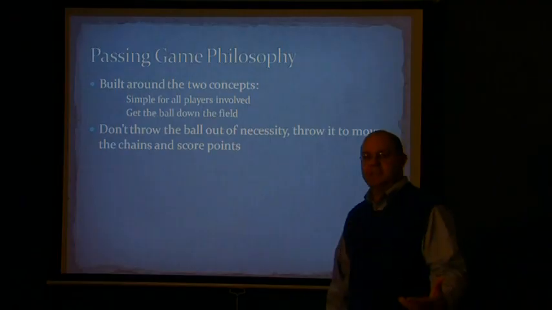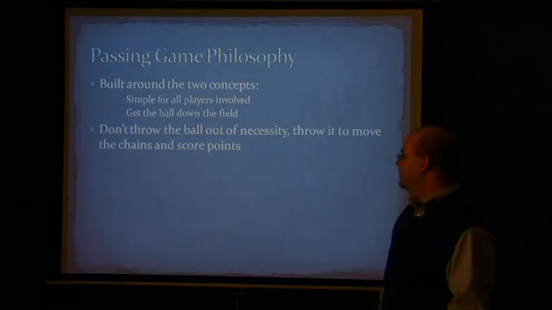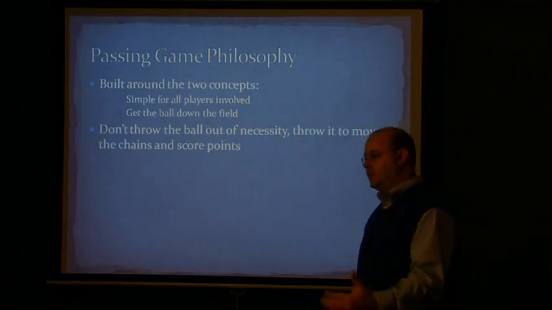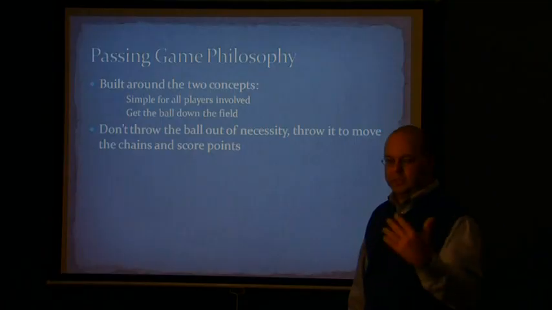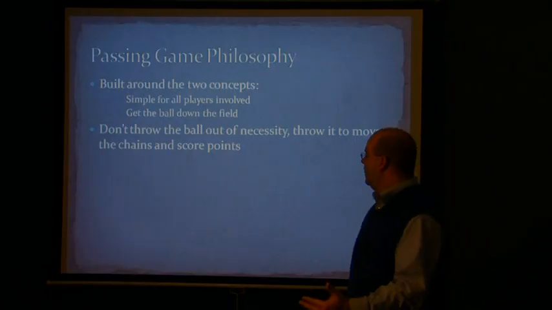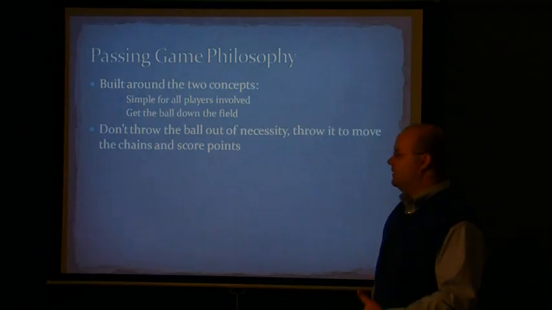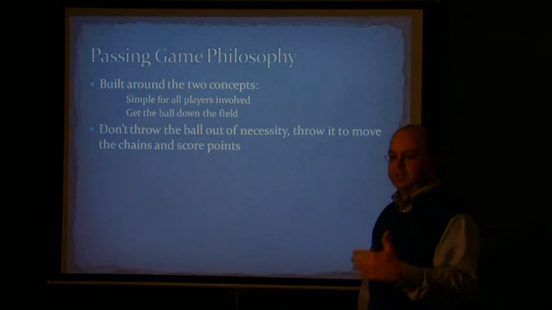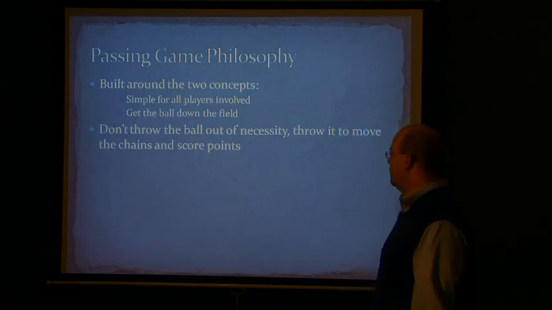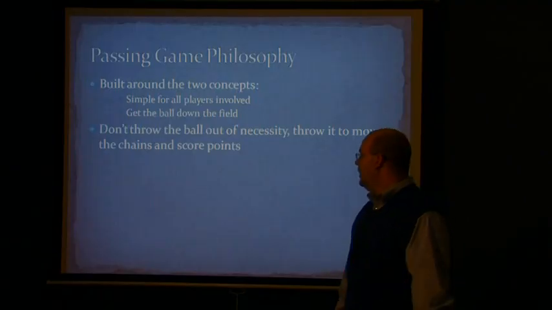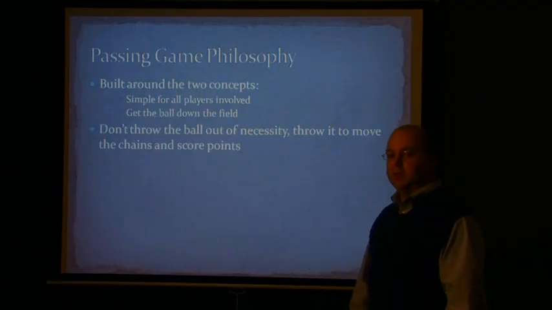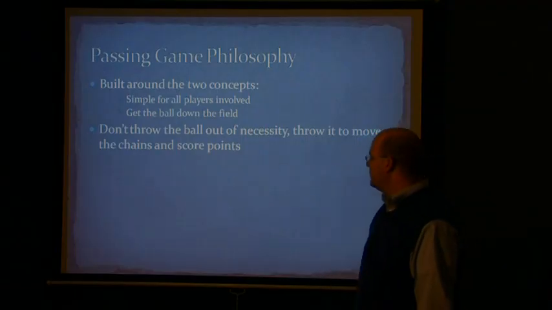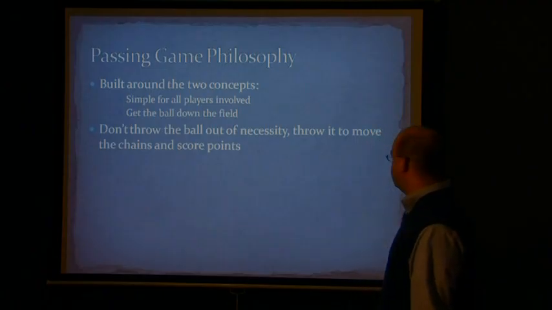We don't throw the ball out of necessity. We throw it to move the chains and score points, and that's really what we want to get to. We try not to put ourselves in situations where we're 3rd and long or 3rd and extra long. So we emphasize to our kids that on 1st down we're trying to gain 6 yards. On second down, we're trying to gain 6 yards, but we're also trying to put ourselves into third and short. But third and manageable, we still feel that we can run the ball on third and manageable: 3rd and 4, 3rd and 5, 3rd and 6. So we're trying not to put ourselves in a situation where we're throwing the ball out of necessity.